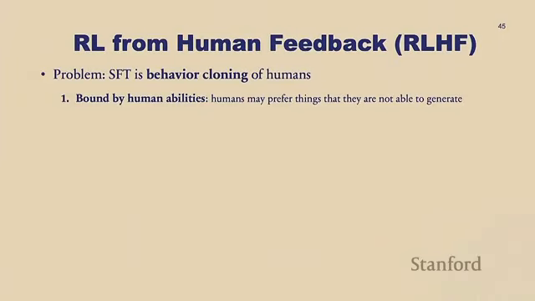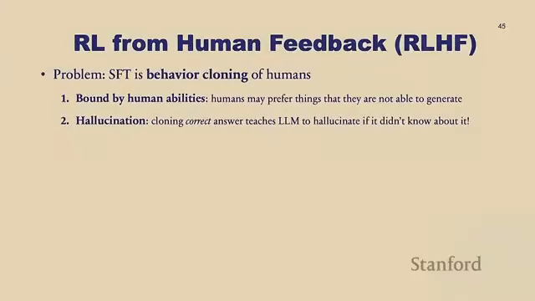Humans won't generate the things that they think are actually the best thing to generate. So if you ask me to write a book, I can definitely enjoy a book. I can probably say one book is better than another, but I'm definitely not going to be as good at writing the book that I want to read. So you're going to be bound by the human ability to generate things, even though humans might be better at distinguishing between things. That's one issue.